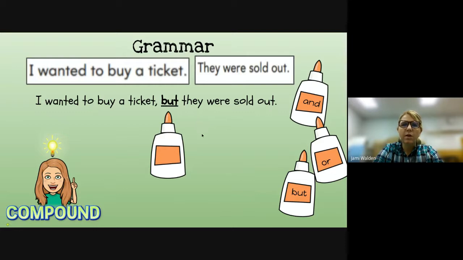We still see all of those words. The two little sentences are still there, just like with a compound word. When I put foot and ball together, I still have foot and I still have ball. I've just put them together. So I still have my two little sentences. I've just put them together, hold them together with that conjunction glue to make a compound sentence.